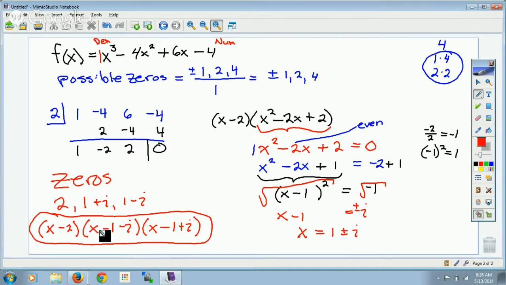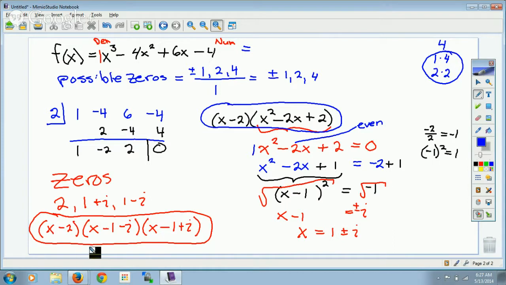Sometimes we don't like writing the i's as factors. I like them. I think they're cute. But if you don't like them, then the only alternative for writing this in factored form, this guy right here is what's called an irreducible quadratic. You could have written this as the factored form. And it depends on the directions. You need to be careful.